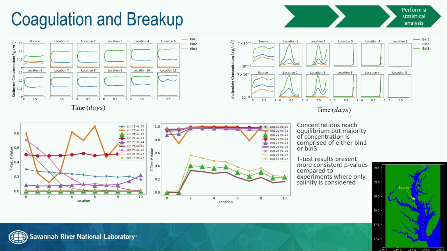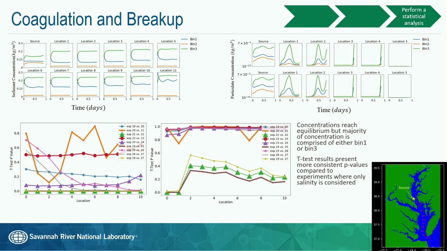3 bin sizes at the top and t-test results at the bottom. These results consider both salinity and turbulence. The left-hand side of the figures shows results for sediment concentrations, and the right-hand side shows results for particulate concentrations. For the time series plots, you can see results for all 12 locations for sediment concentrations, whereas for particulate, we only have the source and locations 1 through 5 plotted because the particulate tracer only traveled to the middle of the bay after the 48-hour period.